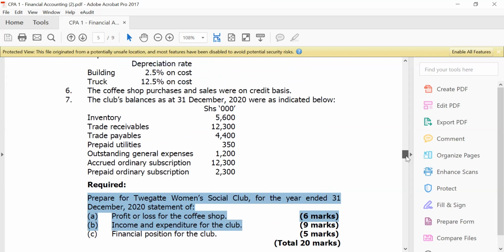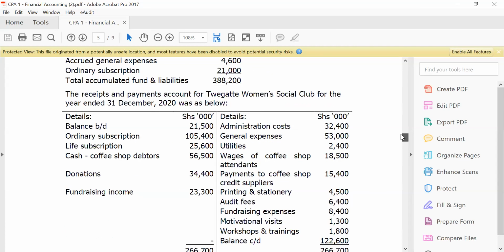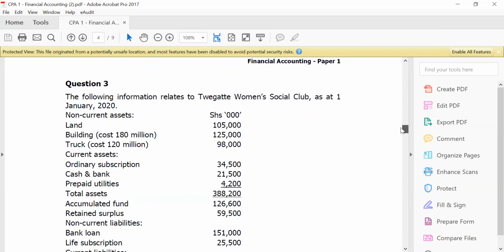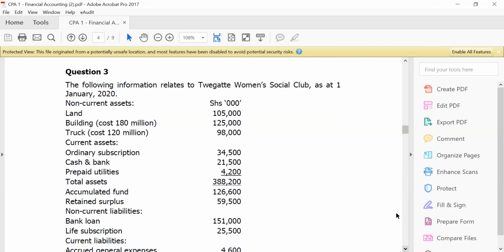So as we can see, there's a coffee shop. This Women's Social Club owns a coffee shop, which is their business. The information being given is as at 1st January 2020, and this is what they have given us.